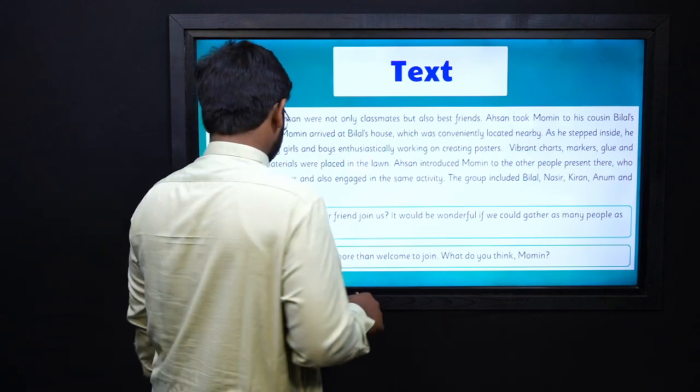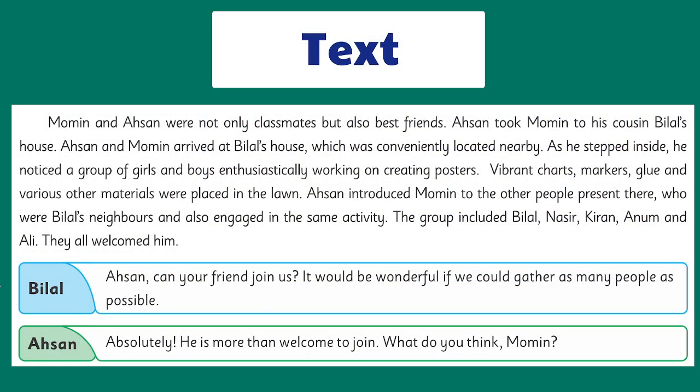So here it's actually a dialogue. Let's read what the setting of this dialogue is. Momin and Hassan were not only classmates but also best friends. Hassan took Momin to his cousin Bilal's house. Hassan and Momin arrived at Bilal's house, which was conveniently located nearby.